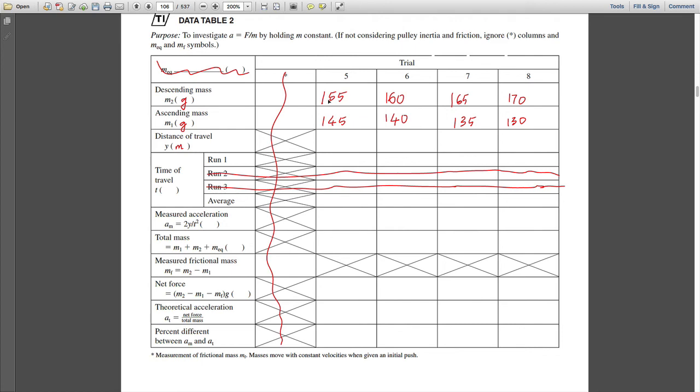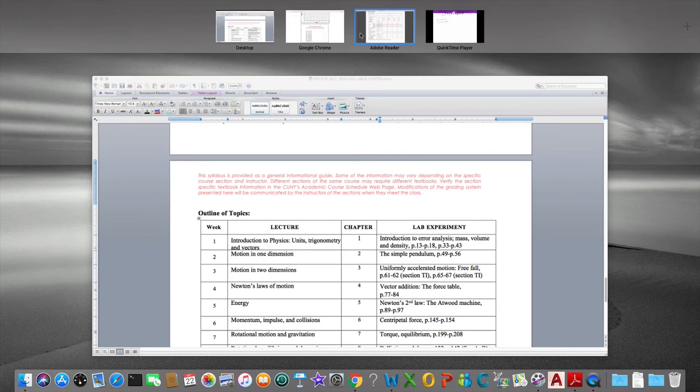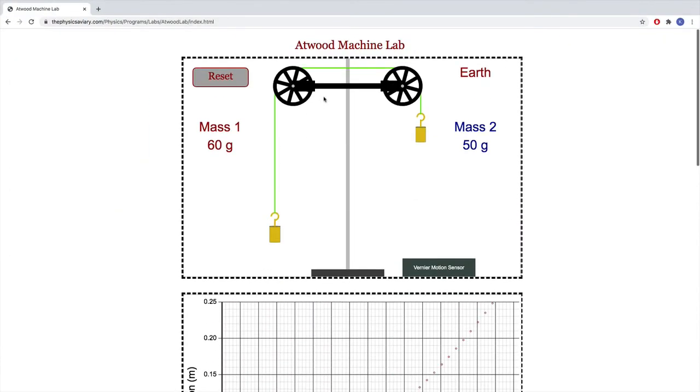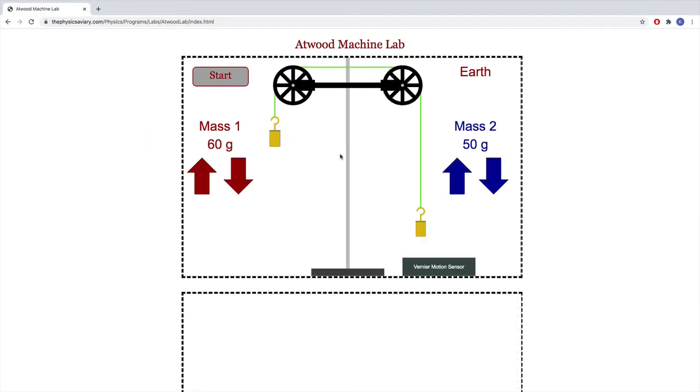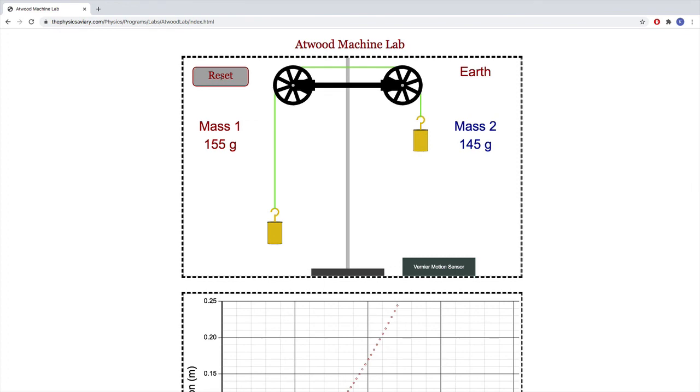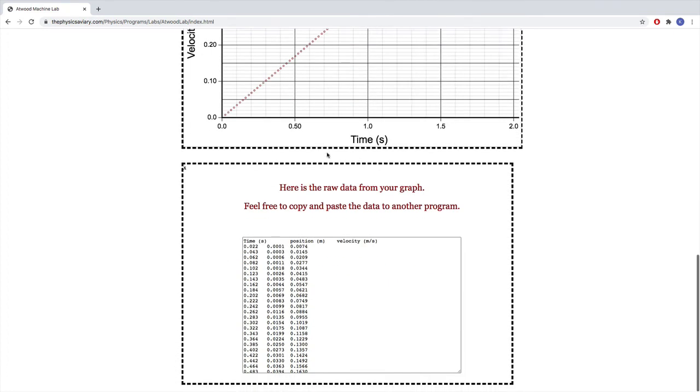We're going to use 155 on the descending one and 145 on the ascending one, and then do the simulation. You come here, click reset, and then go to 155 on the descending, and on this one go to 145. Total is 300. Then click start, let the model run, and then come to the data table.